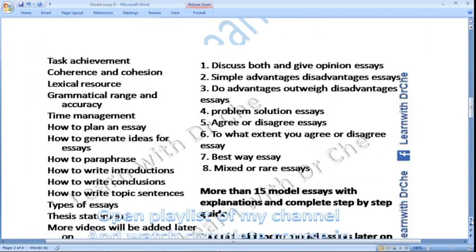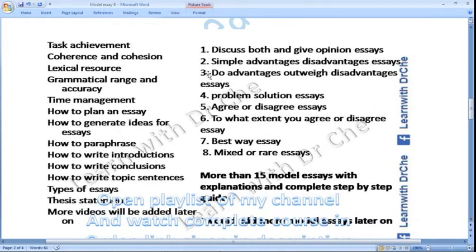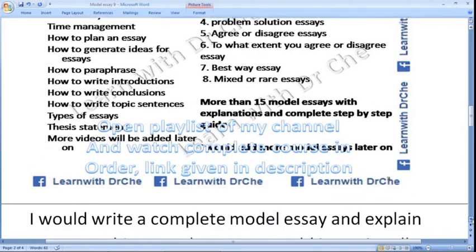This is an overview of my essay writing course. In this course I have started from writing assessment criteria, then time management, how to write introductions, conclusions, topic sentences and many more videos. Then I will go through each type of essay. Nowadays we are at essay type number 5. I have written more than 15 model essays in this course, so open the playlist of my channel and watch the complete course in order. The link is given below in the description box.